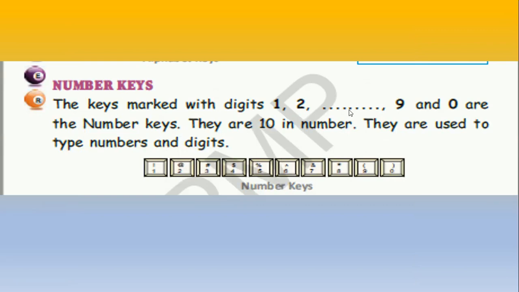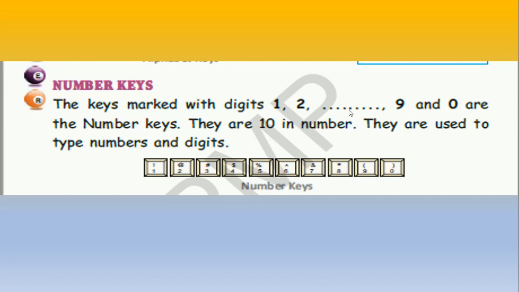Number keys. The keys marked with digits 1 to 9 and 0 are the number keys. They are 10 in number. They are used to type numbers and digits. You can see in the picture 1, 2, 3, 4, 5, 6, 7, 8, 9 and 0.